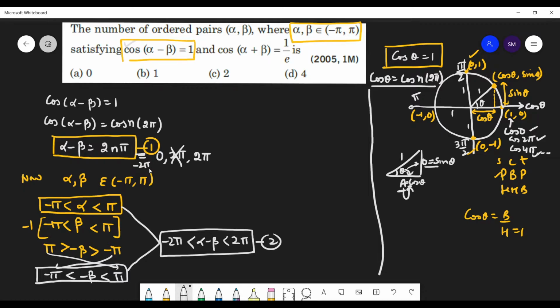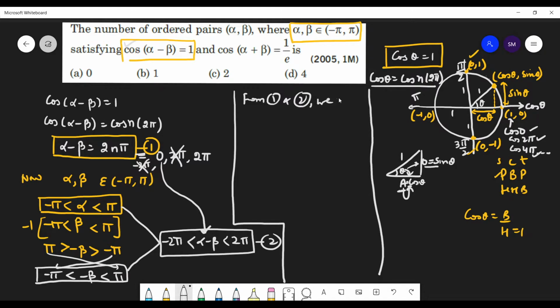Even if you write n equal to minus 1, then it will be minus pi. Minus pi means you are rotating it in the clockwise direction. Then you get minus 2 pi. So still these two values are not applicable. So you have only one choice. Students, tell me the value of alpha minus beta. So from first and second, we get alpha minus beta is equal to 2n pi. We have written 2n pi.